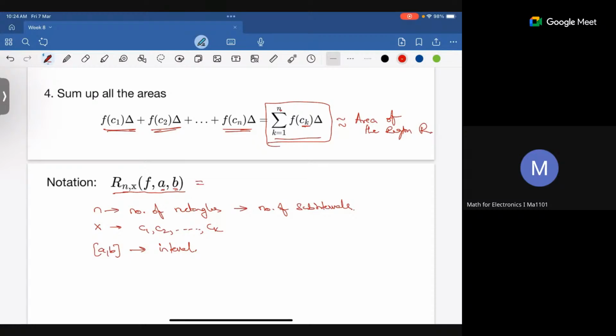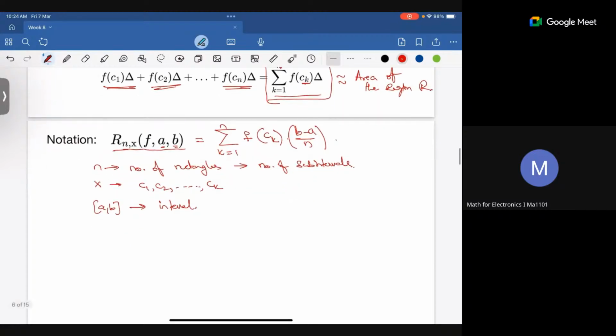So how can we do that? We can do the summation, k equals 1 to n, f of c_k into (b minus a) by n. This is the nth Riemann sum.